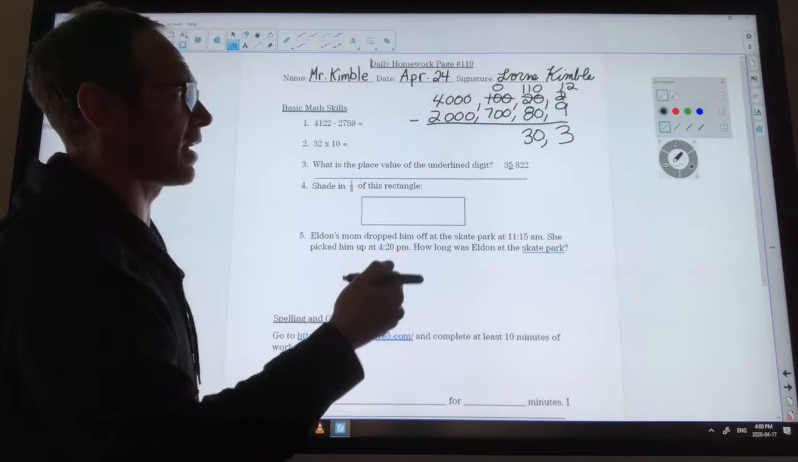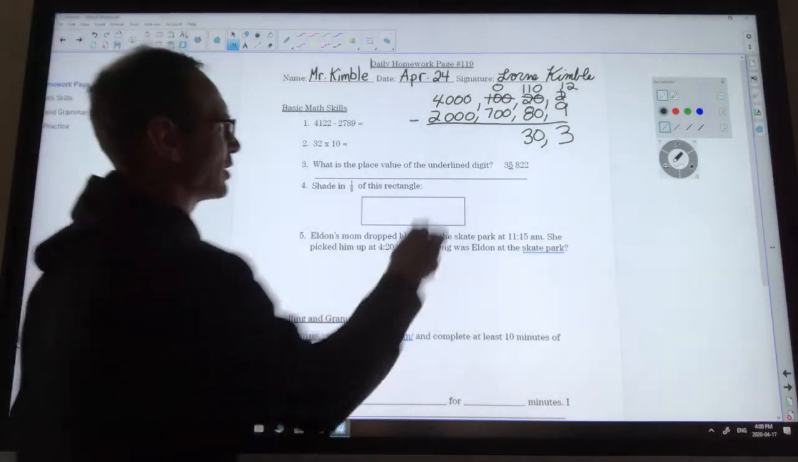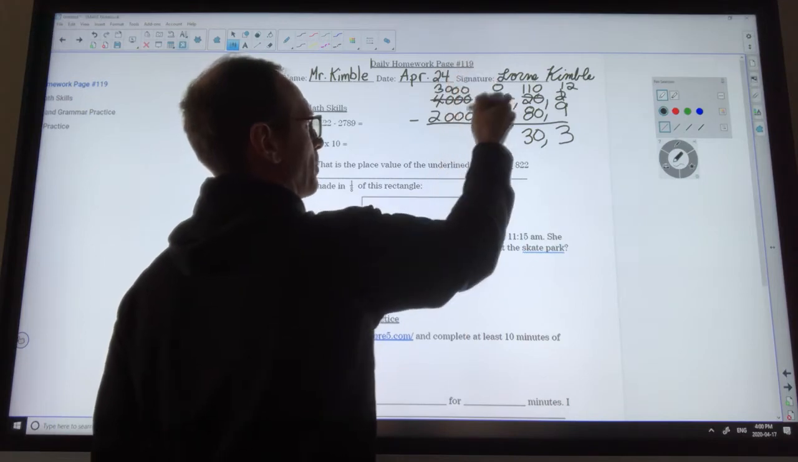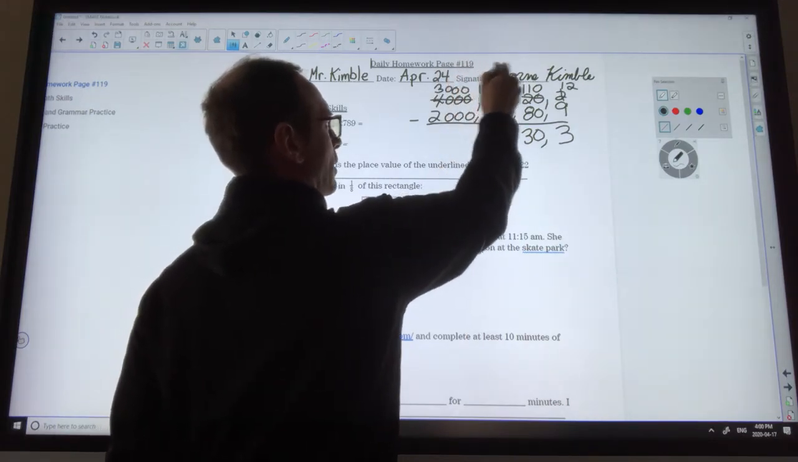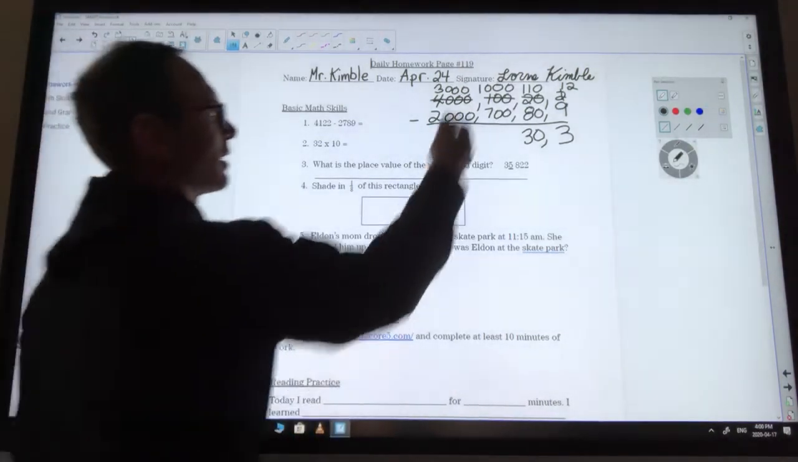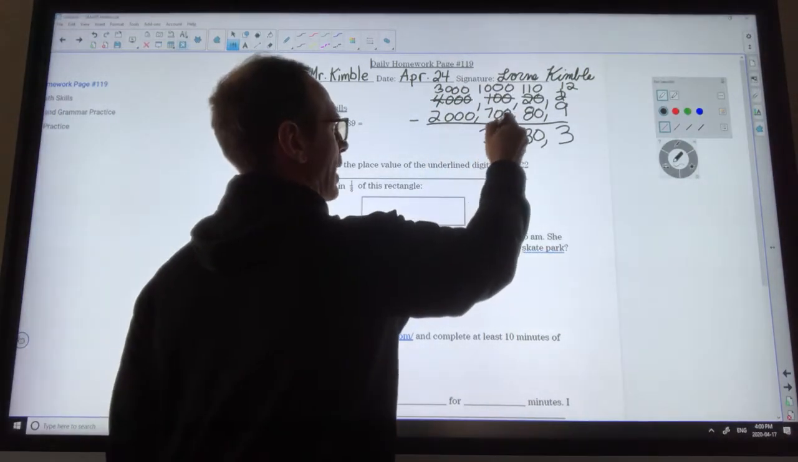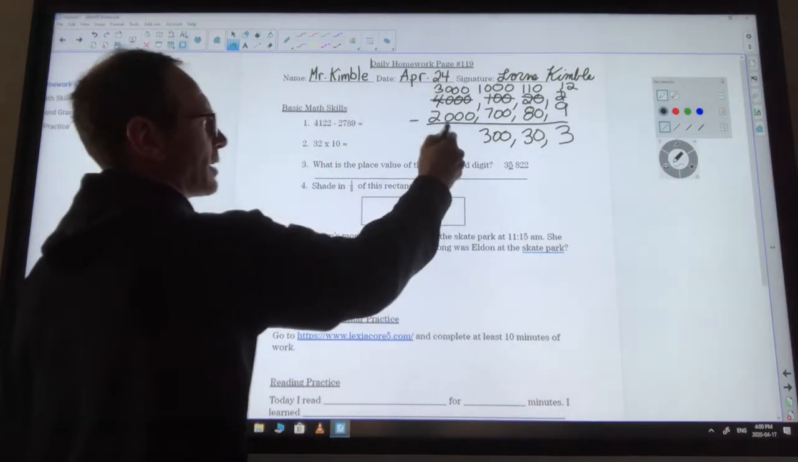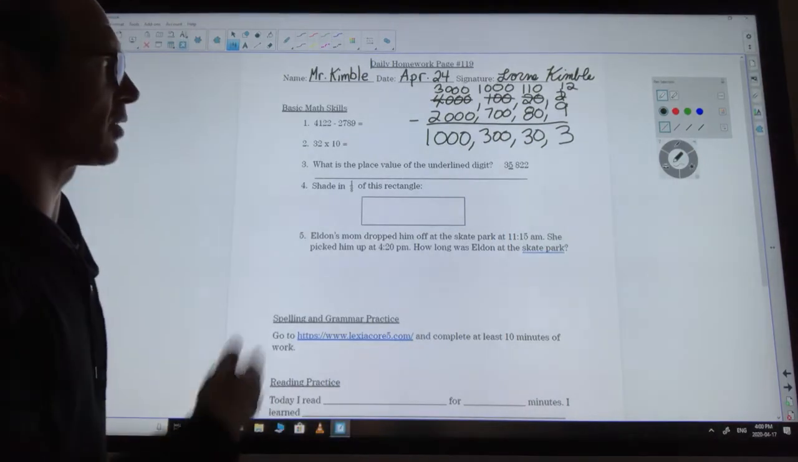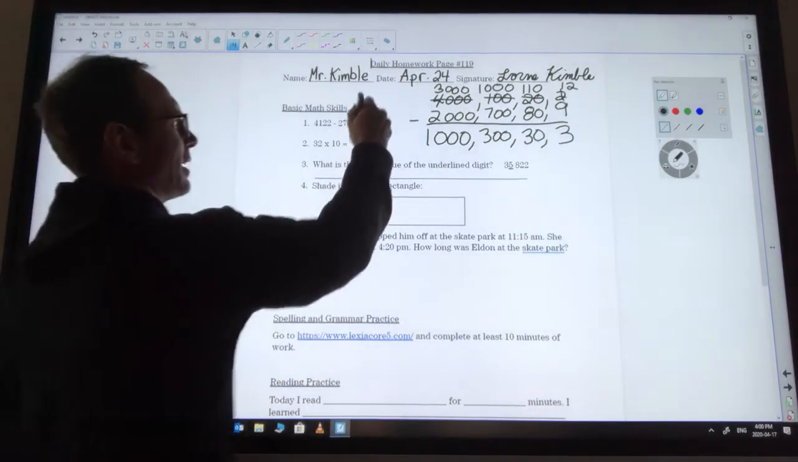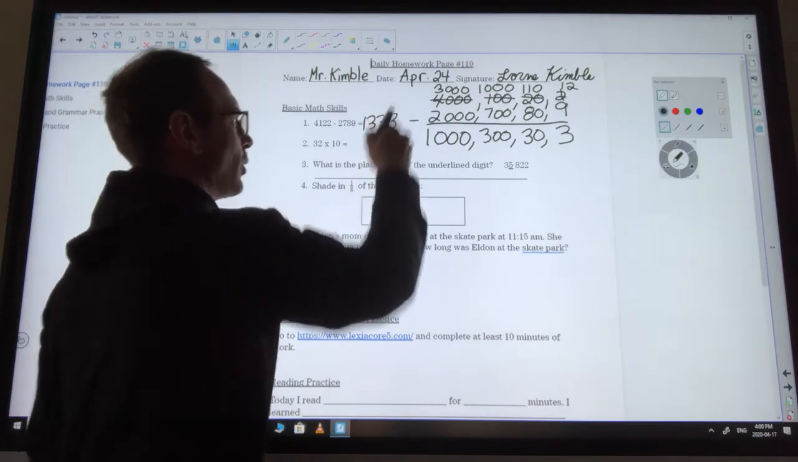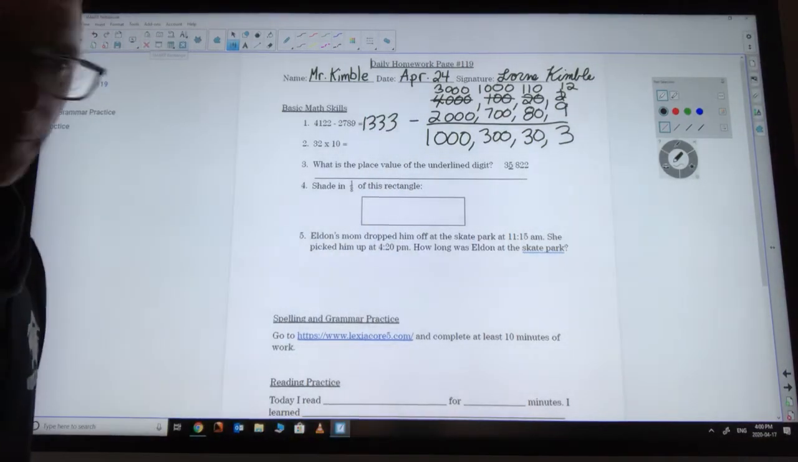0 minus 700, I can't do without borrowing. So I'm going to take 1,000 from here. This is going to become 3,000. And I'm going to put that 1,000 over to the hundreds place. That's 10 hundreds. 1,000 minus 700 is 300. And 3,000 minus 2,000 is 1,000. So my answer is 1,333. I was close. I think I said my guess was going to be around 1,500, something like that. So I wasn't far off.